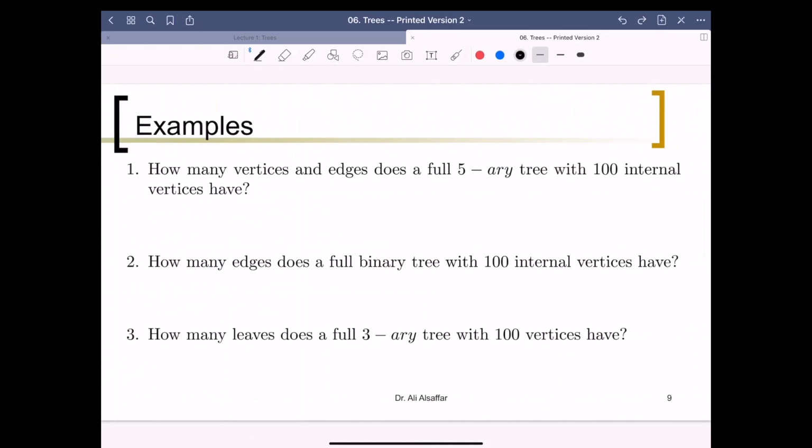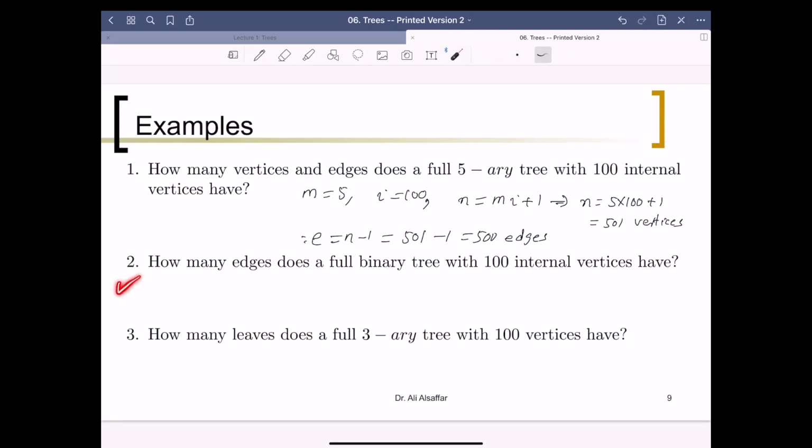For this example, in the first part, it asks how many vertices, so n is required, and how many edges, which is e, does a full 5-ary tree with 100 internal vertices have. Here m is equal to 5, and i is equal to 100. Now we need to know n, and since this is full, remember the equation: n equals m times i plus 1. So n is equal to 5 times 100 plus 1, which is 501. Since this is a tree, the number of edges is equal to n minus 1. So we have 501 minus 1, which is 500 edges, and 501 vertices.